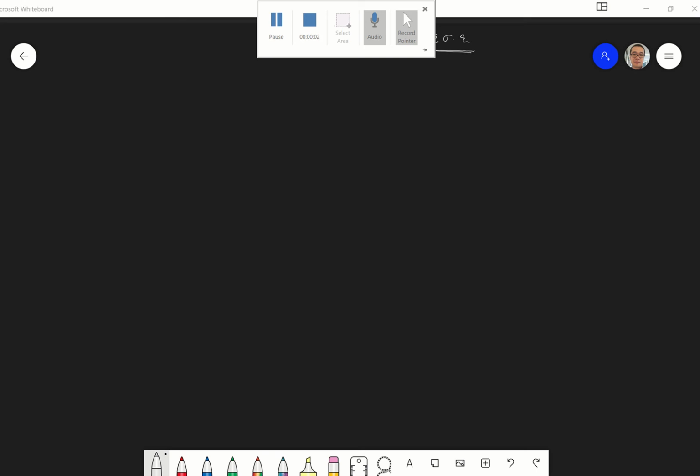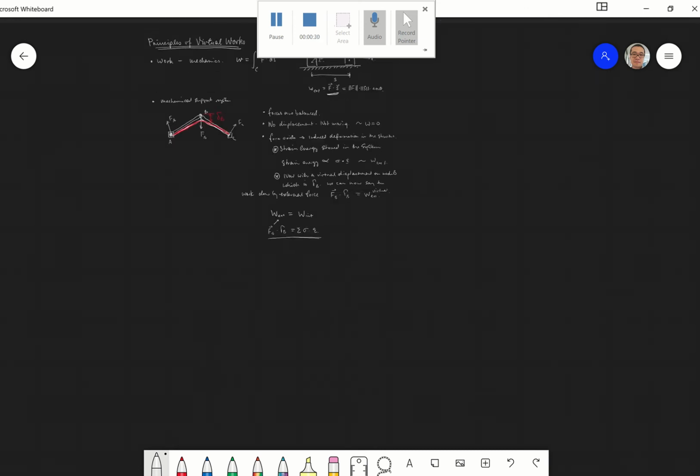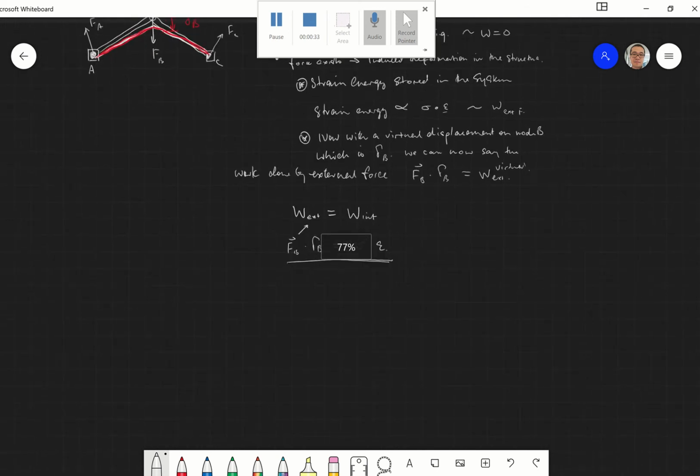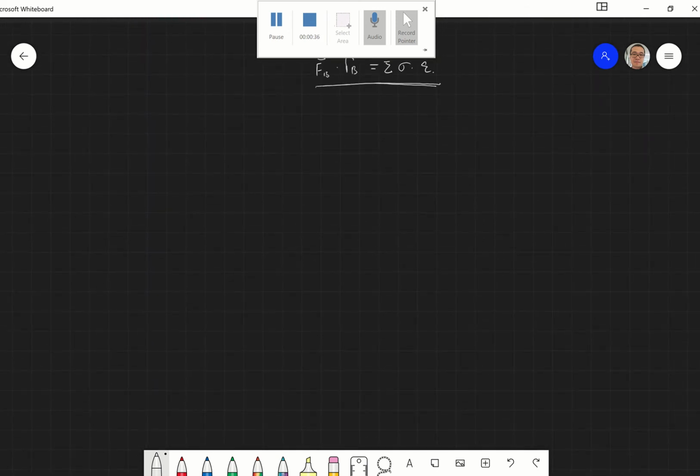So now let's look at how the principle of virtual work can be used to help us work out the stiffness matrix element that we need in finite element analysis. The derivation will be a bit long, but we just want to demonstrate the basic principles behind it. Okay, so we know that the principle of virtual work says, let's just bring that back.